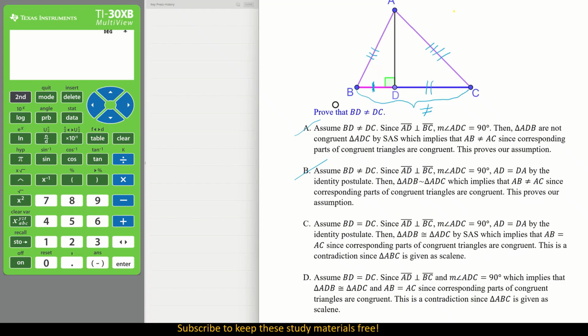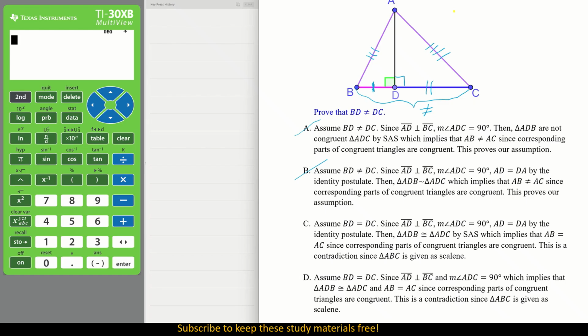C starts correctly and it says BD equals DC. Since AD is perpendicular to BC, that was given, that is true. And because of that, we have the measure of ADC is equal to 90. Yep, that would be very true. That's 90 degrees. And we would know that AD is equal to DA. That's a little trick by the identity postulate. That's a little trick we use in geometric proofs.